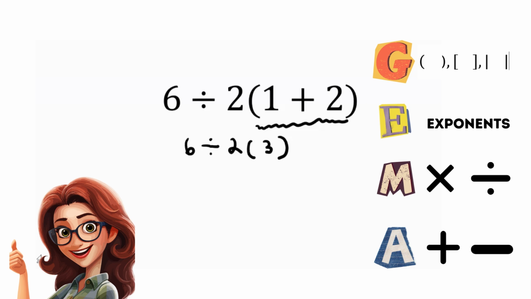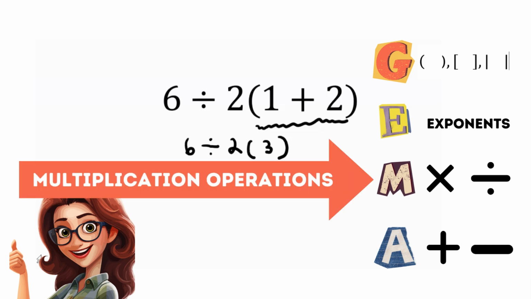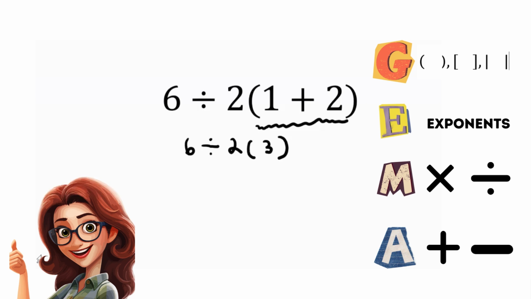But now we get to M in GEMMA. And M is going to stand for multiplication operations, which is going to include its inverse, division. So we're going to put division in one category as part of multiplication operations. So what we're teaching our students is we're going to go left to right, and we're going to just do multiplication operations, and that can include division. So we have 6 divided by 2 is 3 times our 3. And then the last step, we have another multiplication operation. 3 times 3 is 9.